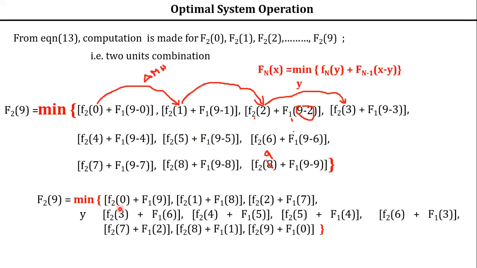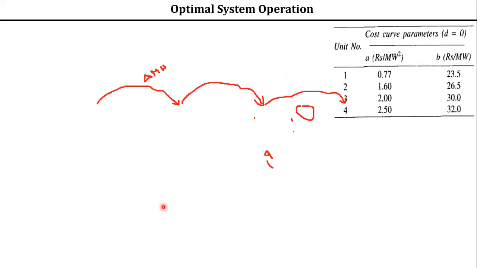The next step is we have to evaluate the value of each combination. First, F2 of 0, F1 of 9, isn't it? Okay, that we will do. Let me remove this one. Again, the same table which has been given, units 1, 2, 3, 4 with A and B values, I represented here because we have to use these values here. Now let us calculate it.